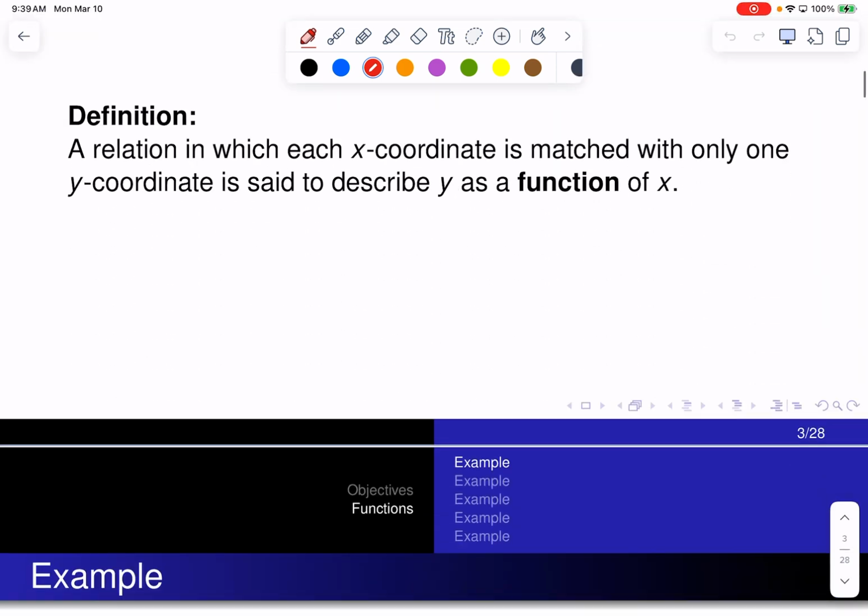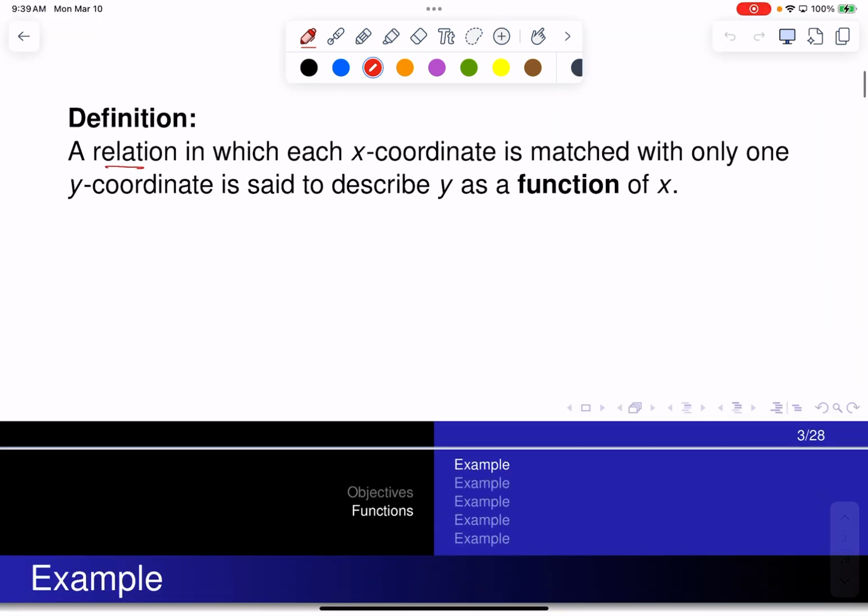All right, so first thing, a relation, definition, a relation. I don't know what page this is on in the textbook. Can anybody tell me what page it is? 43, page 43 in the textbook's where we're at. A relation in which each x coordinate is matched up with only one y coordinate.